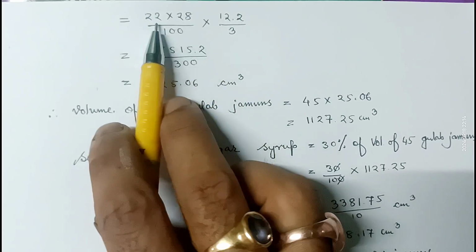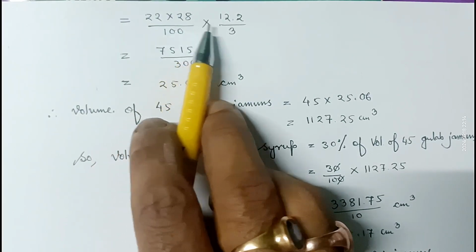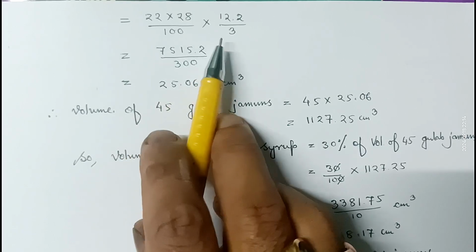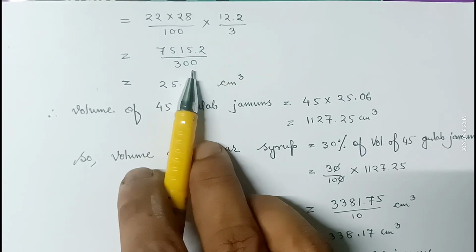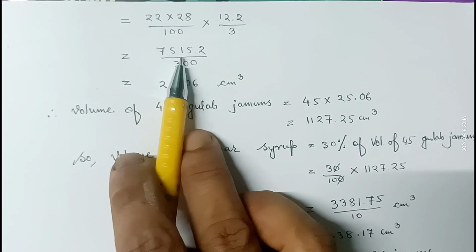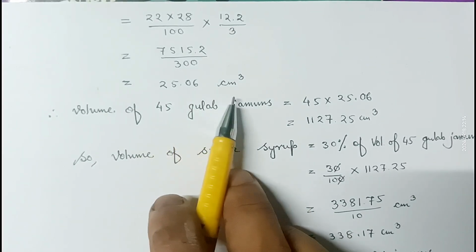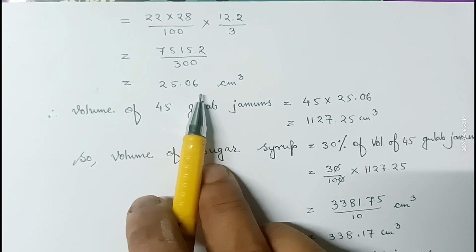Now if I multiply 22 into 28 into 12.2, it will give 7515.2. 3 into 100 will give 300. If 7515.2 is divided by 300, it will give 25.06 centimeter cube. So this is the volume of a gulab jamun.